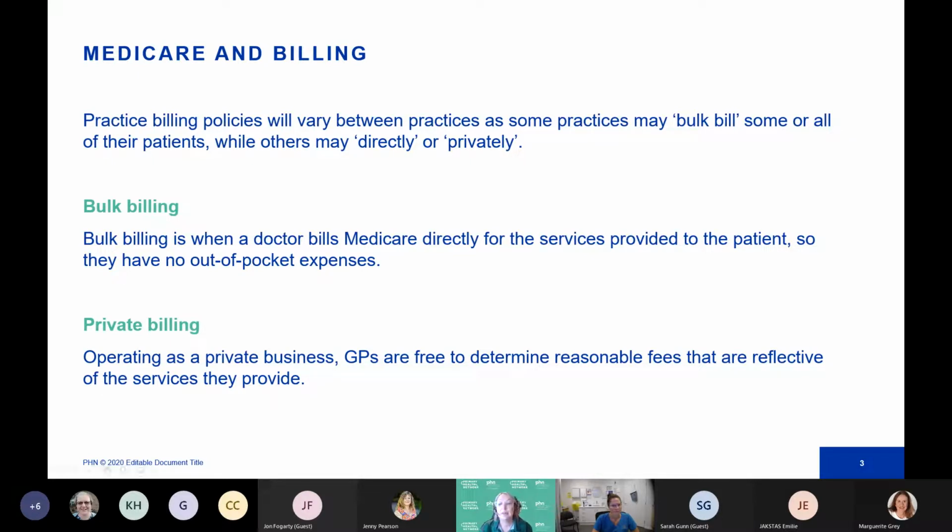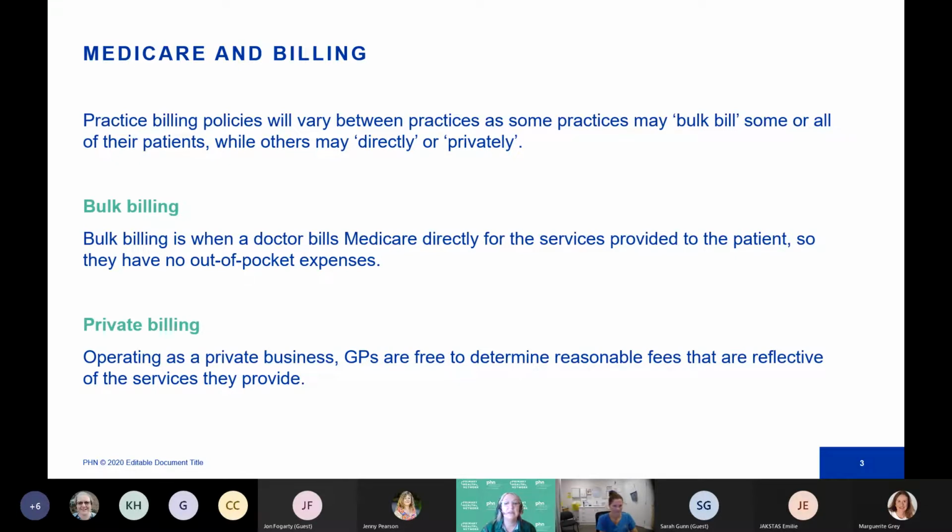So bulk billing is when a doctor bills Medicare directly for the services provided, so the patient has no out-of-pocket expenses. So if bulk billed, you cannot charge for any additional costs such as administration, booking fees, or fees for consumables such as bandages. There is an exception to vaccines though. So I'll talk about those a little bit later on.